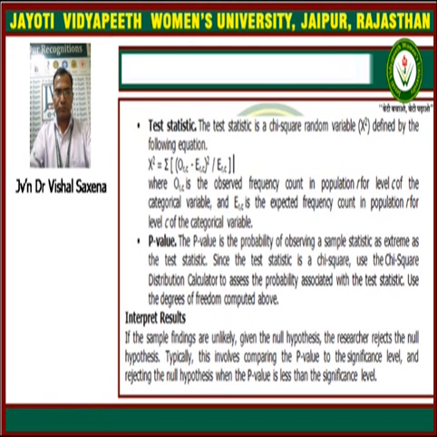If the p-value is less than the significance level, then our null hypothesis will be rejected, otherwise it will be accepted. So that involves comparing the p-value to the significance level and rejecting the null hypothesis when the p-value is less than the significance level. So that is the condition.